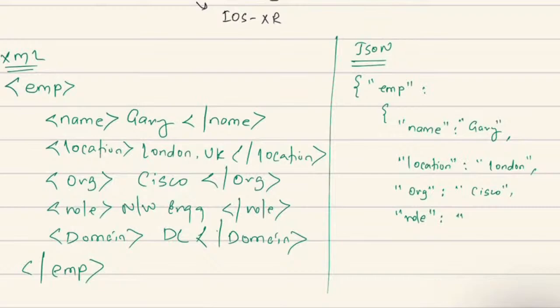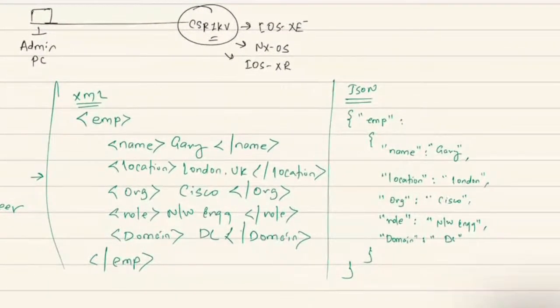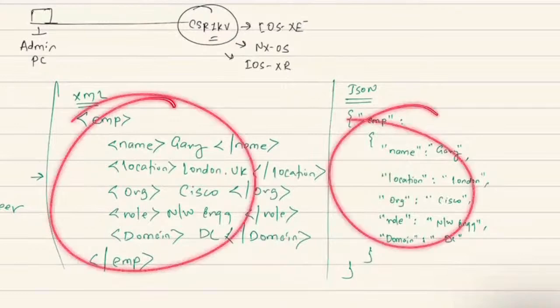The fifth key will be domain, and the value to that will be data center. And then you are basically done, you can close that information. So this is how your data would look when you're talking about XML to JSON comparison.